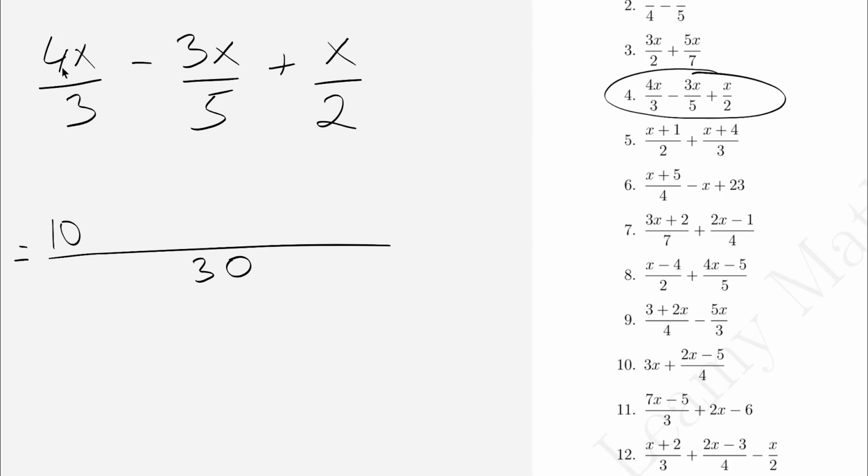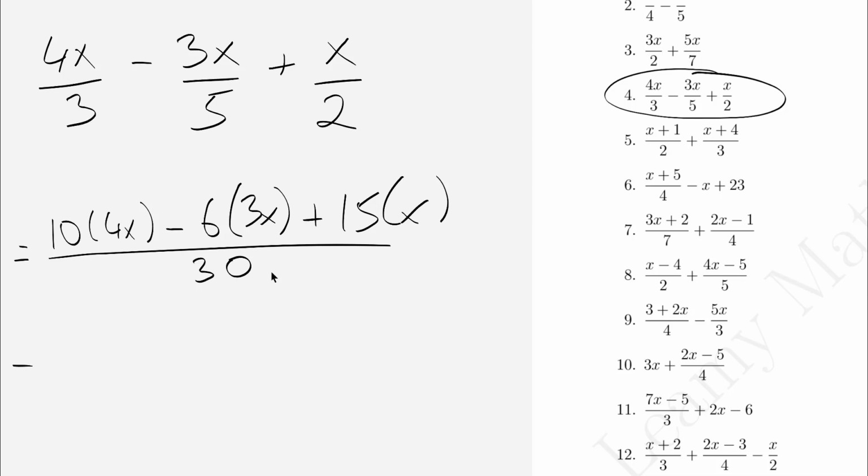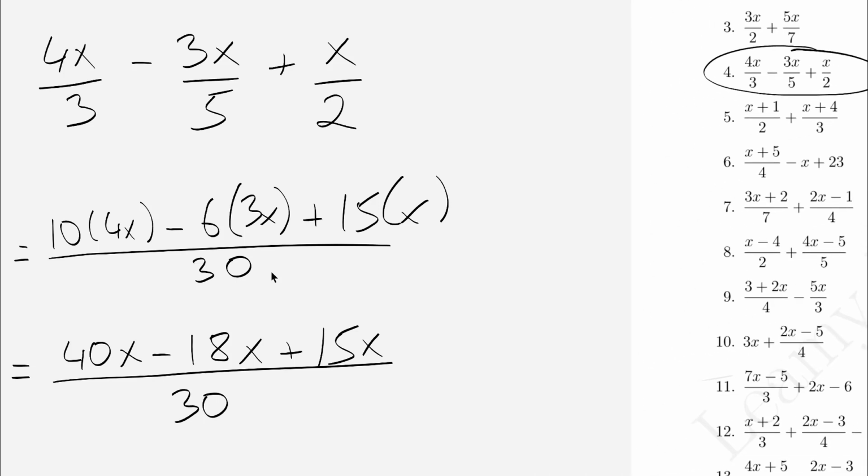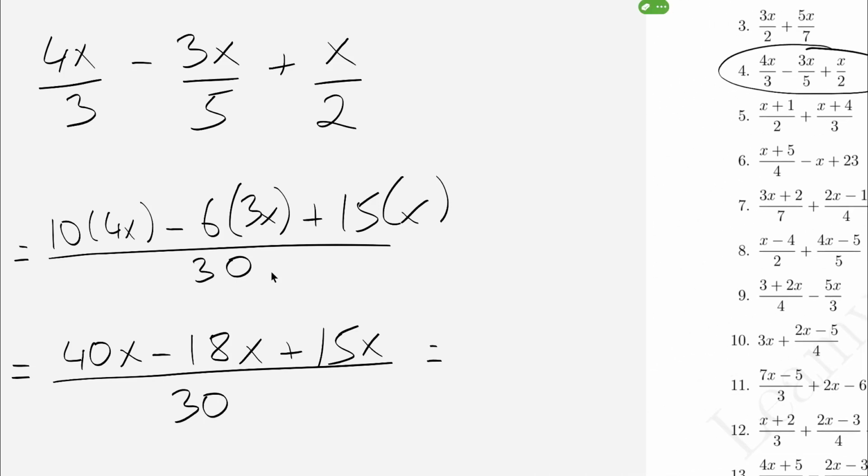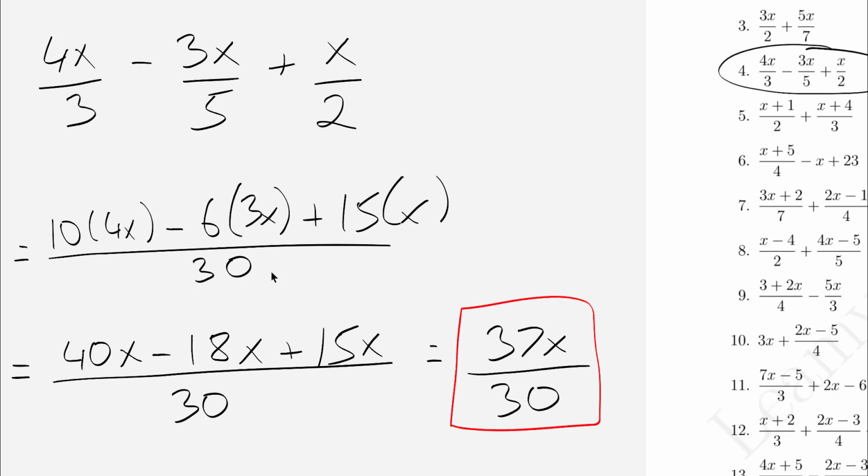So 10 will get multiplied by the 4x, minus 5 into 30 goes 6 times. So 6 will get multiplied by the 3x, plus 2 into 30 goes 15 times. So 15 gets multiplied by x. Working through this, 10 times 4x, that's 40x minus 18x plus 15x all over 30. And then tidying this up, that will give me 40 minus 18 is 22 plus 15, 37x over 30 will be my final answer in this case.